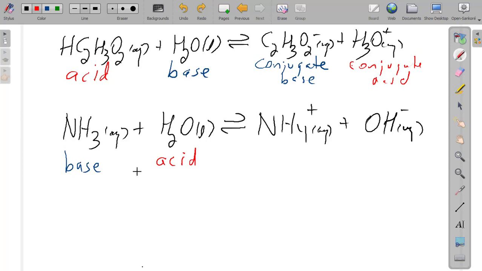So now, what was the base, the ammonia, the ammonium, the nitrogen-containing species on the right, must be the conjugate acid. And, of course, then, what was the acid on the product side must become the conjugate base. The oxygen-containing species was the acid, so the oxygen-containing species on the right must be the conjugate base.